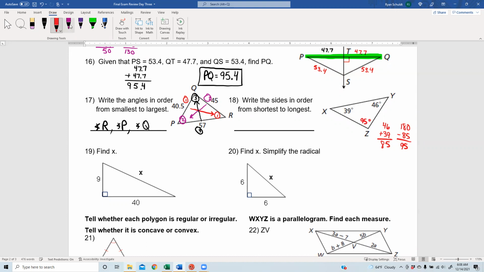Okay, now we can do our sides from shortest to longest. Find your smallest angle. The smallest angle is X. Go across from it, and where do you land? You land on Y, Z, YZ, not just Y, YZ. So YZ is my smallest side.